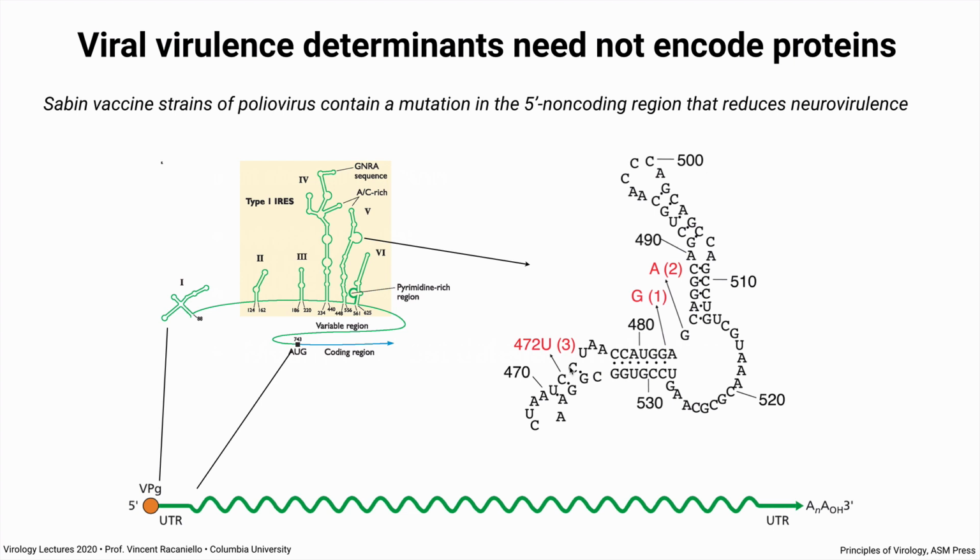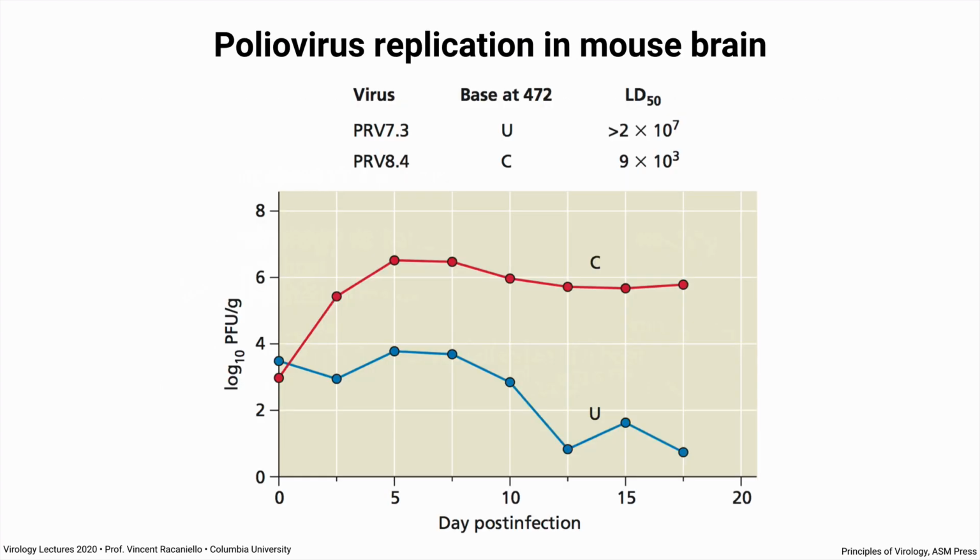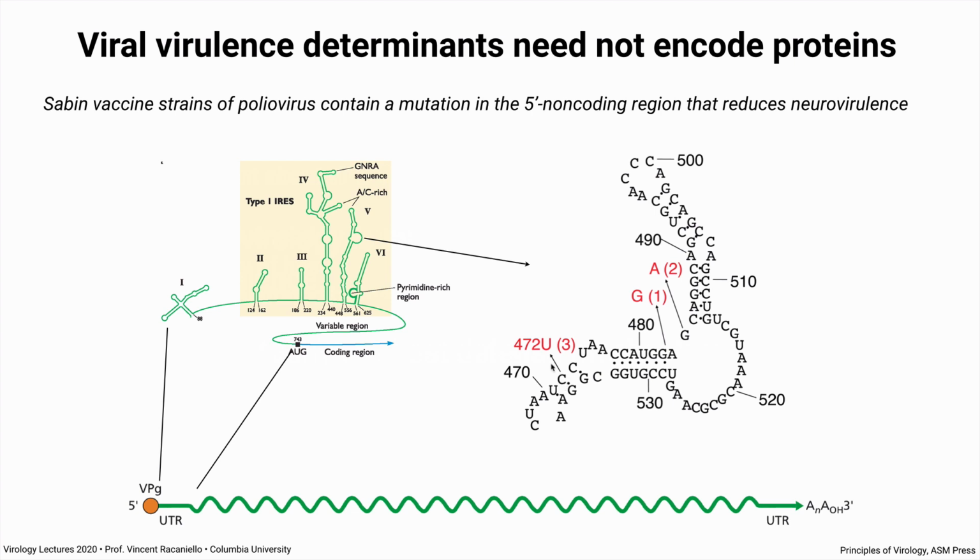One base change in this 5' non-coding region reduces the virulence of the virus, and that's part of the reason why it's an attenuated vaccine strain. I'll show you an experiment to show that. This was done in my lab a number of years ago. Here we are measuring both the virulence of the virus, determined by lethality, and replication in the mouse brain. We have 2 viruses here, 2 polioviruses, which differ only at one base, at 472. So let's go back and I can show you. 472 is the base change in the type 3 vaccine strain, from a C in the virulent virus to a U in the vaccine strain.